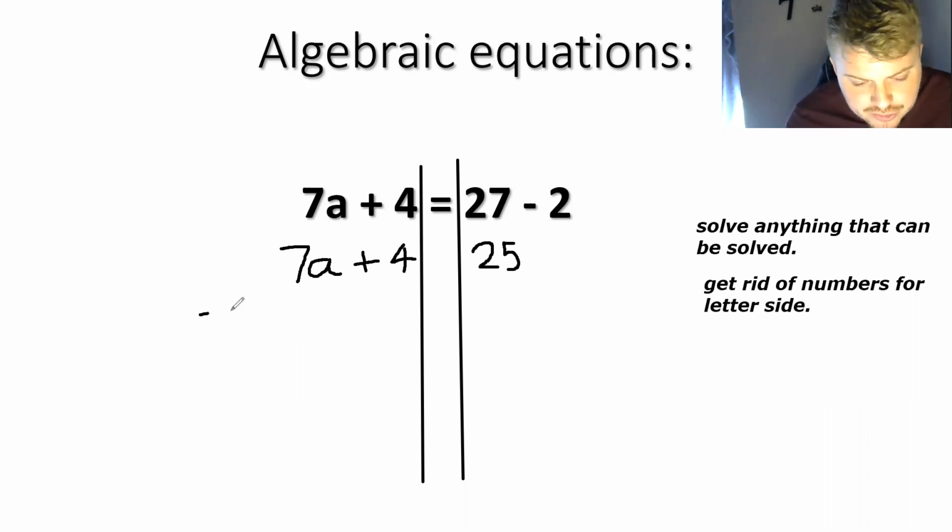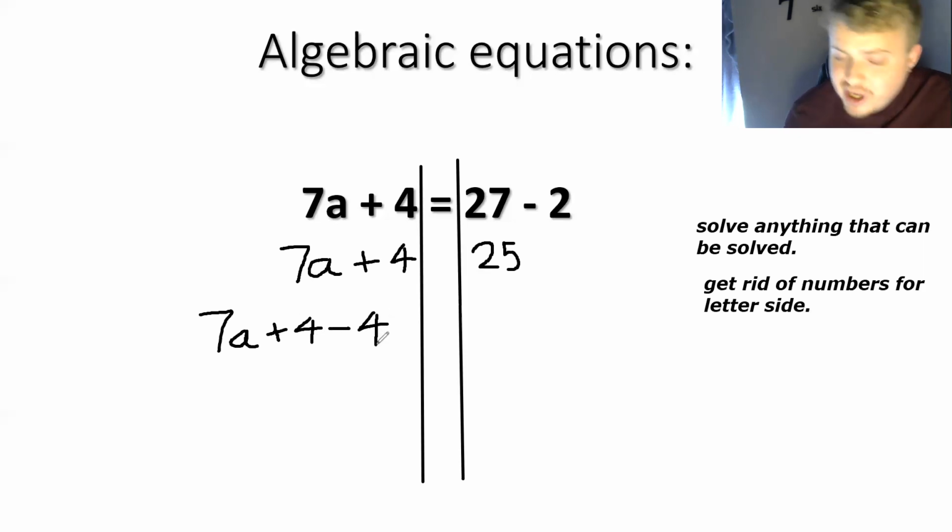So 7A plus 4 subtract 4. All I need to do is subtract 4 to get rid of the 4 that's there, okay? Because look, we've got plus 4, subtract 4. They cancel each other out. They both cancel each other out. So I can just get rid of them.